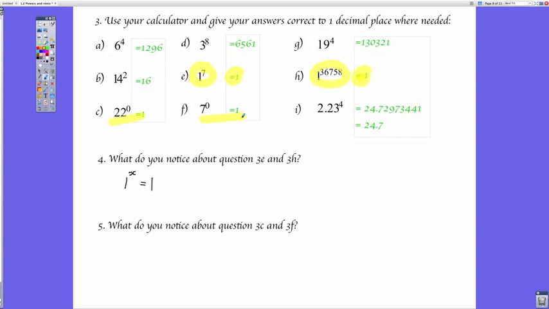Question 5, what do you notice about question 3C and 3F? You can see that they're both equal to 1 as well, but for a different reason. Anything to the power of 0 is equal to 1. So it doesn't matter if you have 22 to the power of 0, 7 to the power of 0, 1 to the power of 0, it's all equal to 1. So anything to the power of 0 is equal to 1.